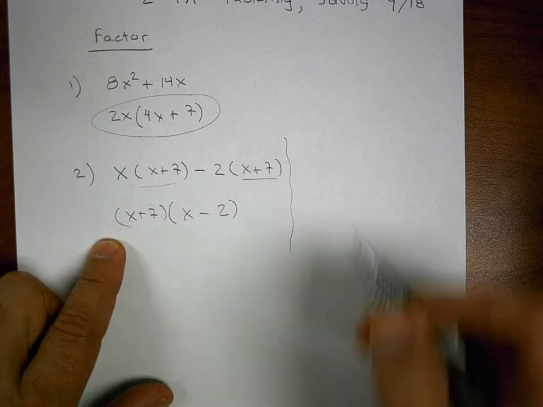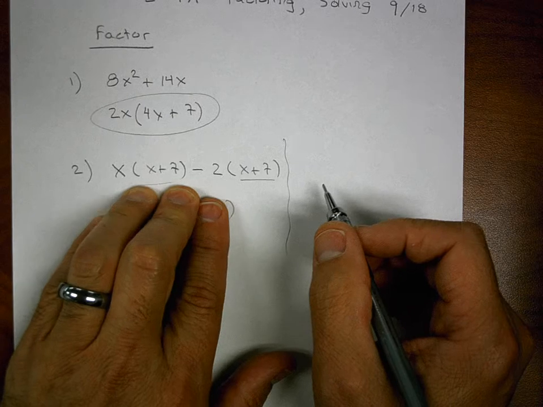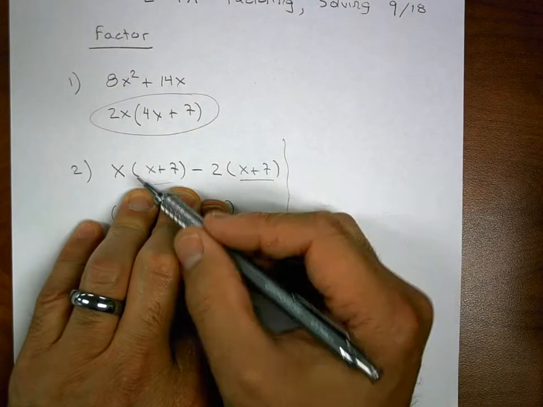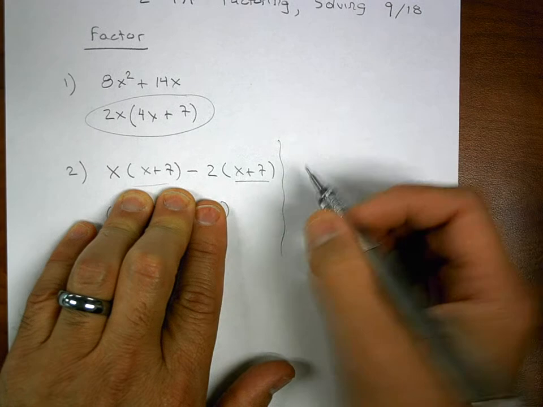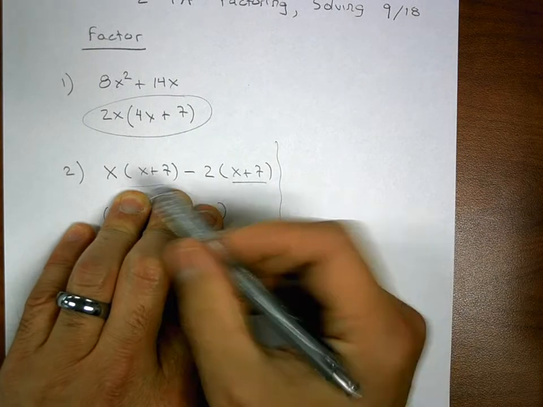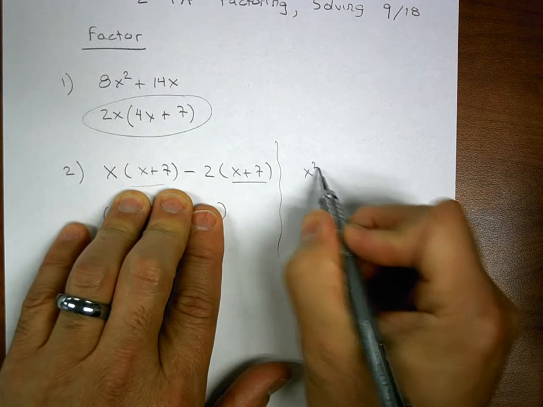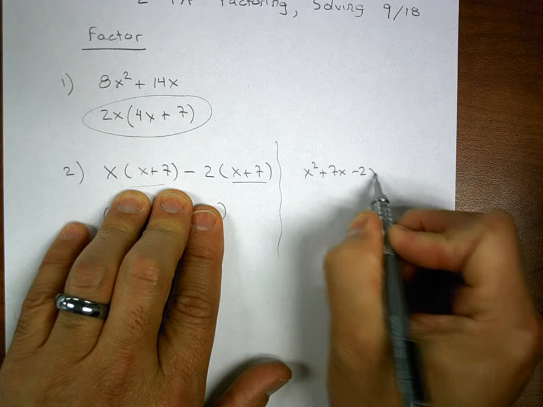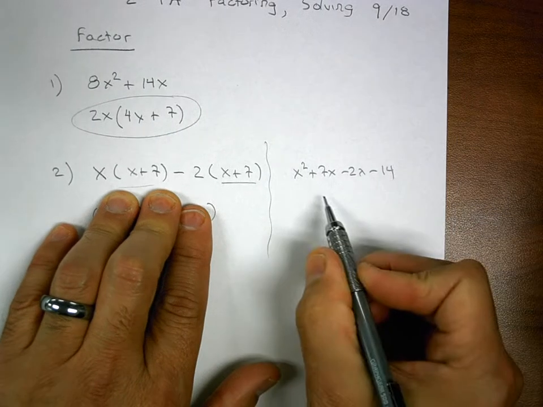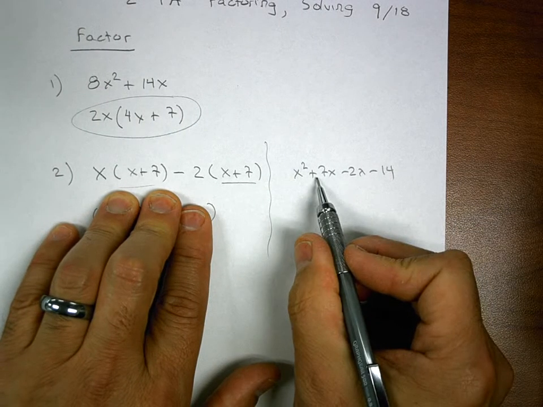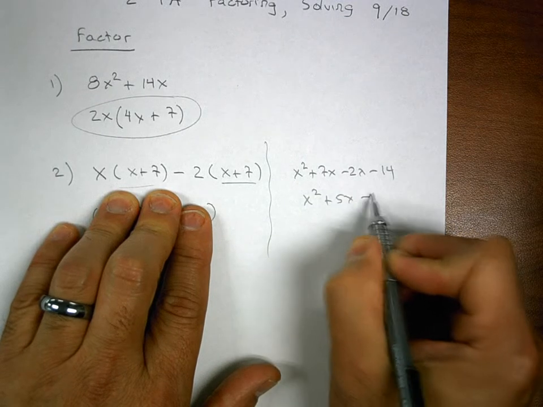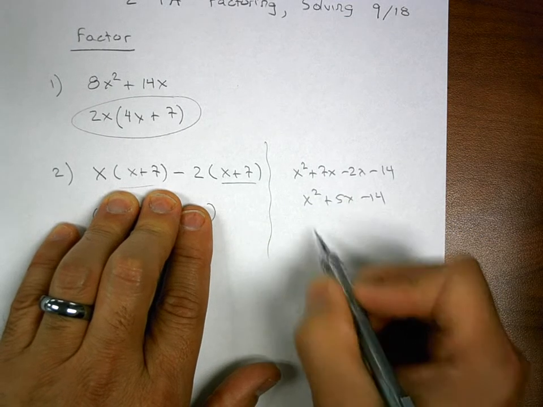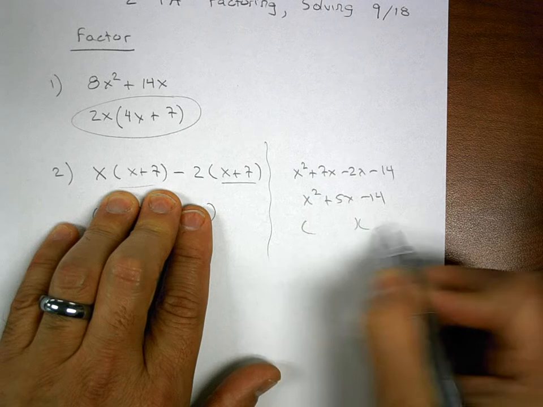Just incidentally, Amadou had a good idea. Let's distribute this and then see what happens. You don't have to write this if you don't want. I could do this real quick. Distribute this, we get x squared plus 7x minus 2x minus 14. Check my work there. 7 minus 2, so x squared plus 5x minus 14. Perfect.